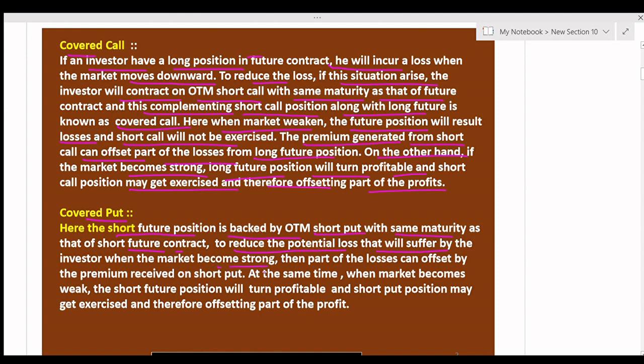If the market becomes strong, then the short future position will suffer a loss and part of the losses can be offset by the premium received on the short put. At the same time, when the market becomes weak, the short future position will turn profitable, but the short put position may get exercised and therefore offset part of the profit. This is the objective of covered call and covered put.